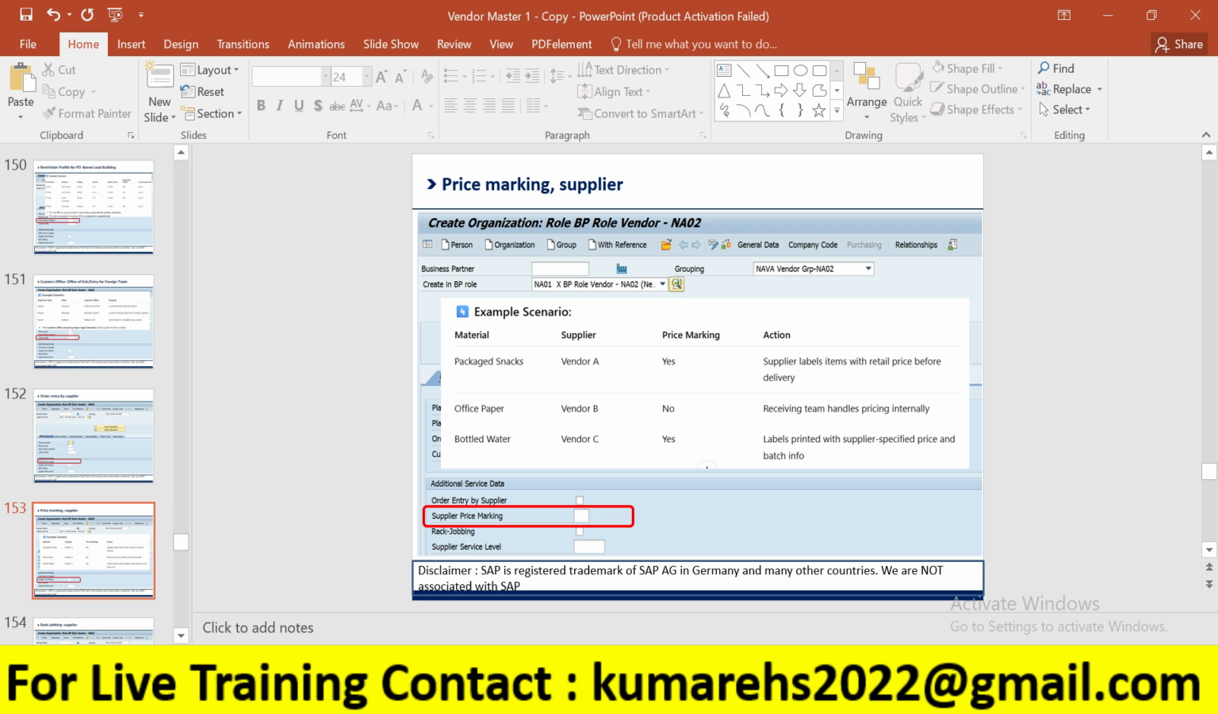So the key points: in the packaged snacks example, supplier applied labels help retail ready distribution.